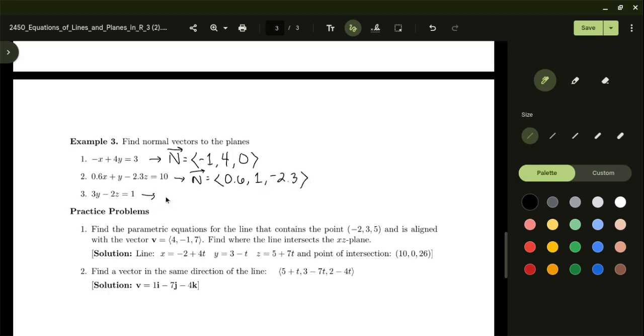And then for our last plane, we have a similar situation to plane number 1, where we are missing one of our terms, and we're missing the x term. So therefore, 0 is going to be the A, 3 is B, and negative 2 is C.